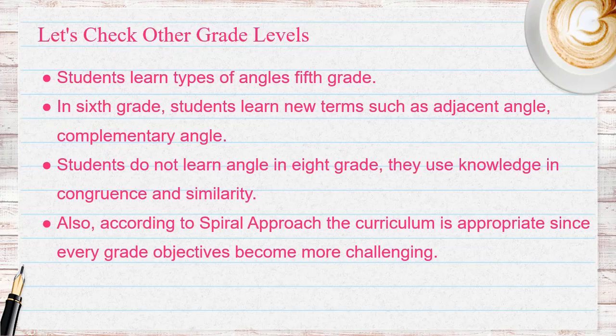Let's check other grades. In 5th grade, students learn types of angle. In 6th grade, they learn adjacent and complementary angle. In 8th grade, they don't learn angle, but they use their knowledge in congruence and similarity. Again, the order is appropriate for the spiral approach because every year it becomes more challenging.